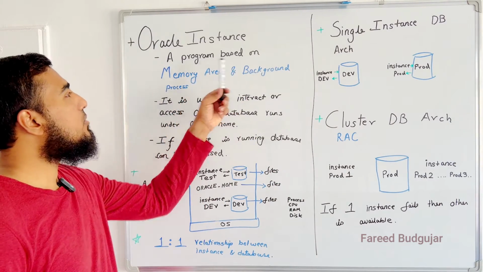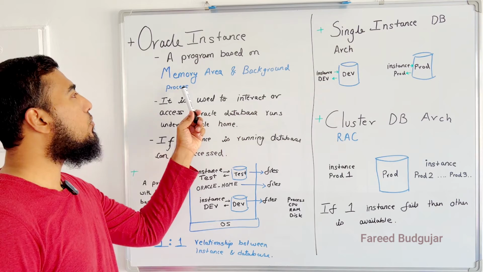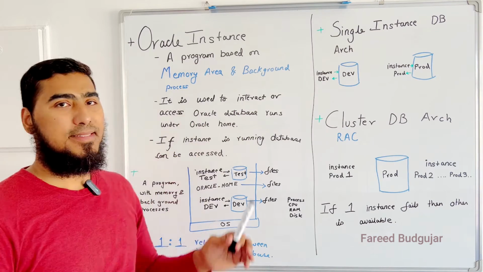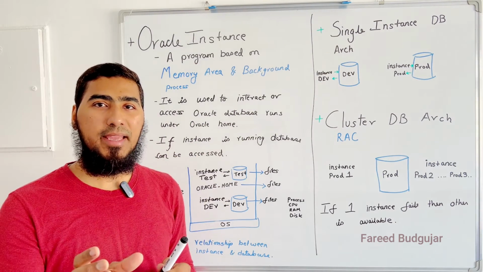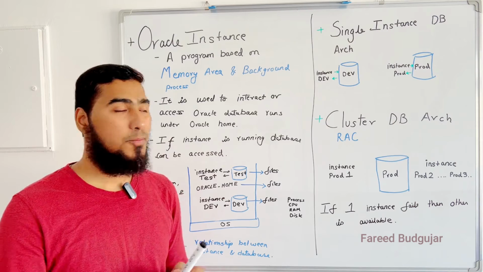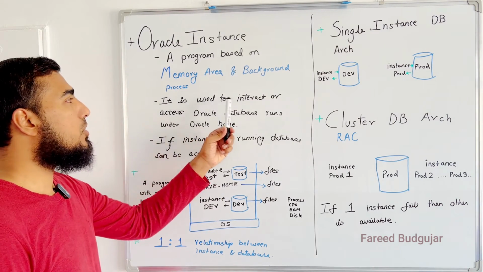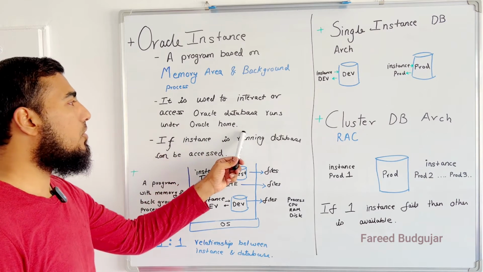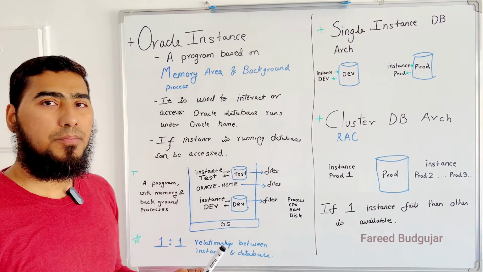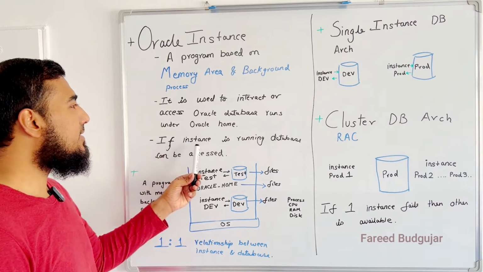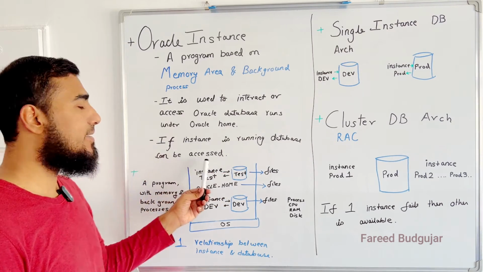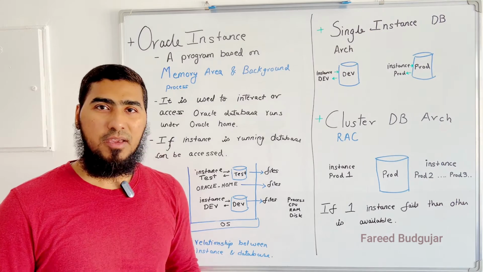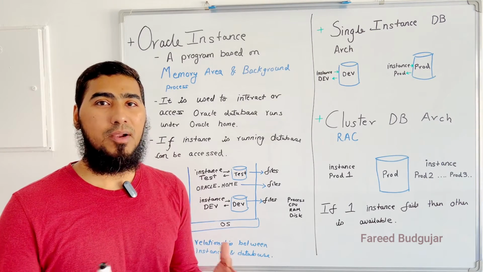A program based on memory area and background processes. Instance is a combination of memory area and background processes. It is used to interact with or access the Oracle database. It runs under Oracle Home. If the instance is running, the database can be accessed. That means if the instance is down, you cannot access the database.